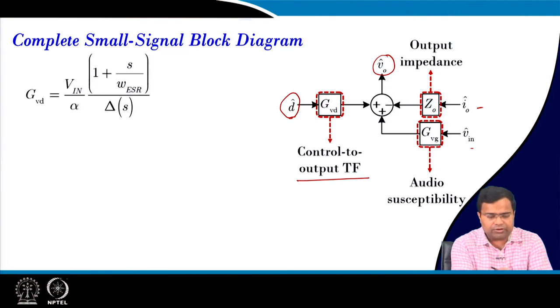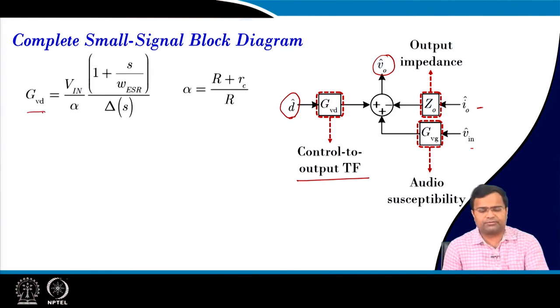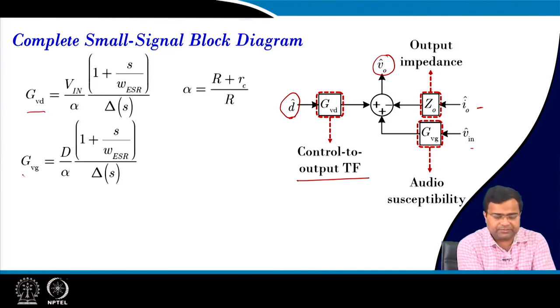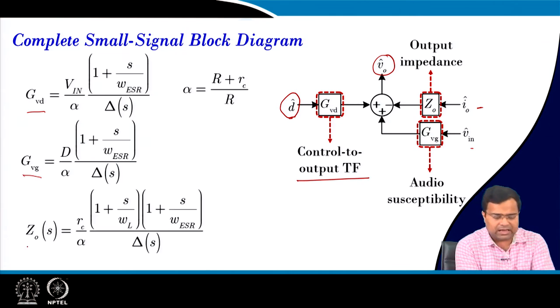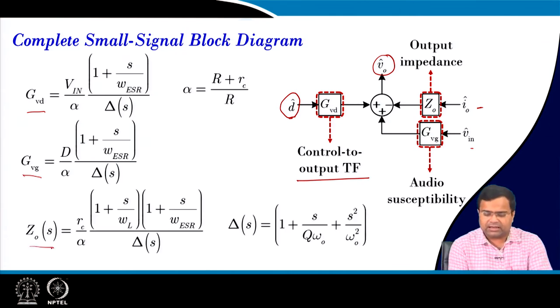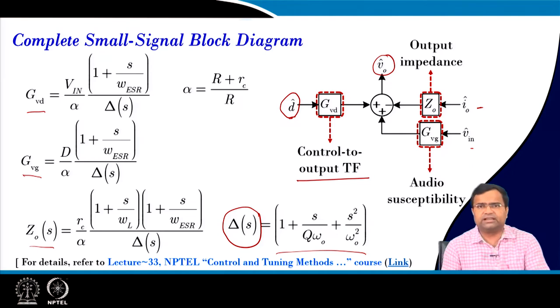Now, we know that GVD is the control to output transfer function, GVG is the audio susceptibility, and this is the output impedance expression. For all these expressions, the denominator term is common, and that represents the poles of the system. This is also discussed in lecture number 33 in our earlier course.